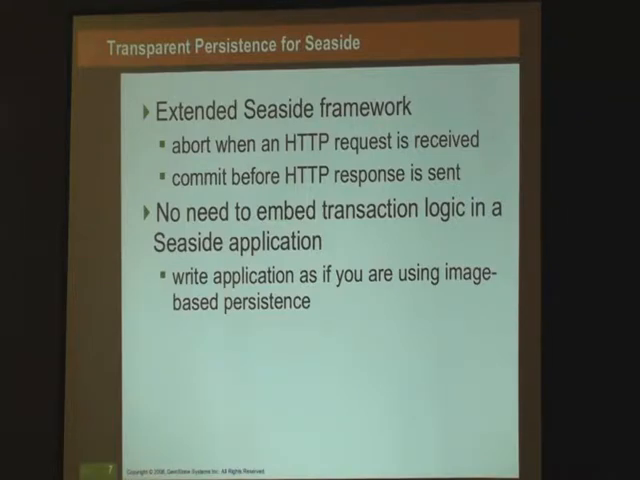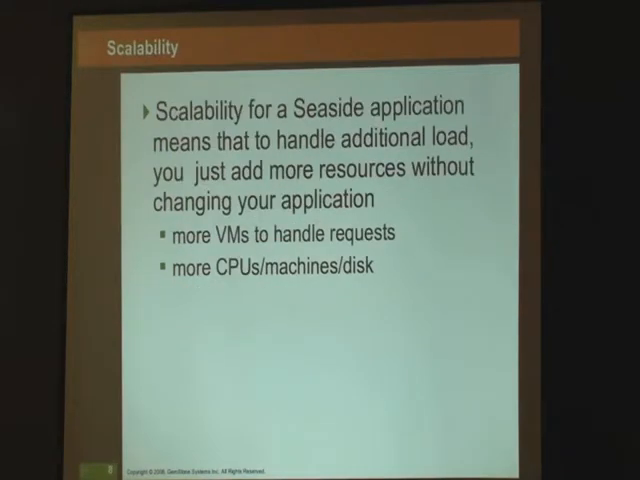In Gemstone, literally everything that is in a persistent root will be saved and shared amongst multiple VMs. So there's no need to embed transaction logic in your application, figure out where the commits belong, where the aborts belong. Everything is saved. So you can write your application as if you're doing image-based persistence.